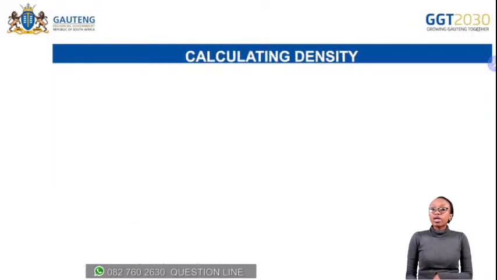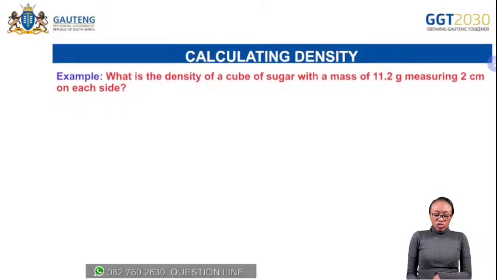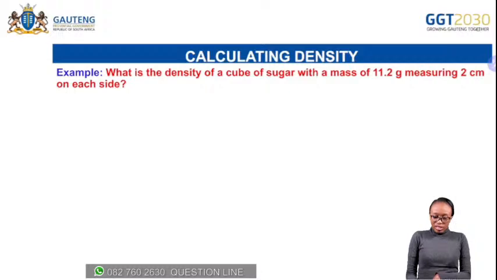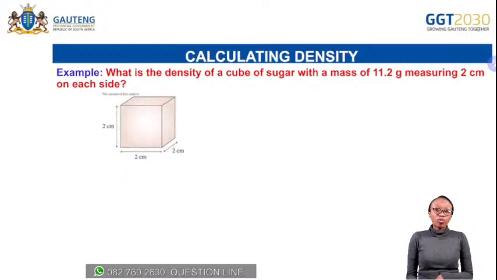So how do we calculate density? Here's an example. What is the density of a cube of sugar with a mass of 11.2 grams, measuring 2 centimeters on each side? Remember, cubes have the same measurement on all of their sides. Let's look at the cube. So there is the cube of sugar with 2 centimeter height, 2 centimeter length, and 2 centimeter width.